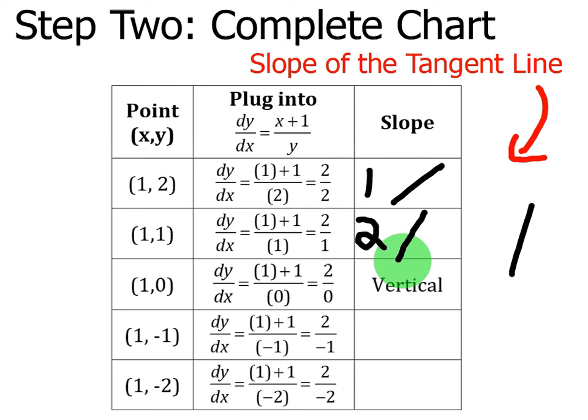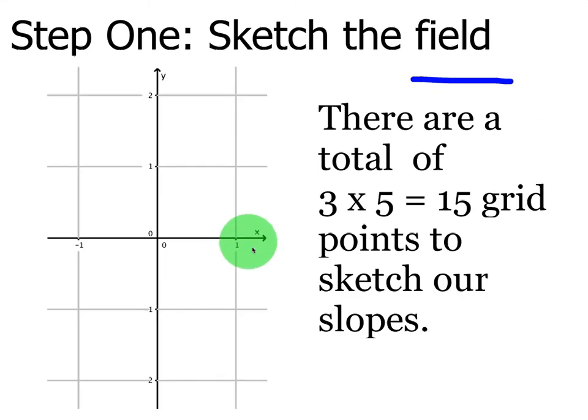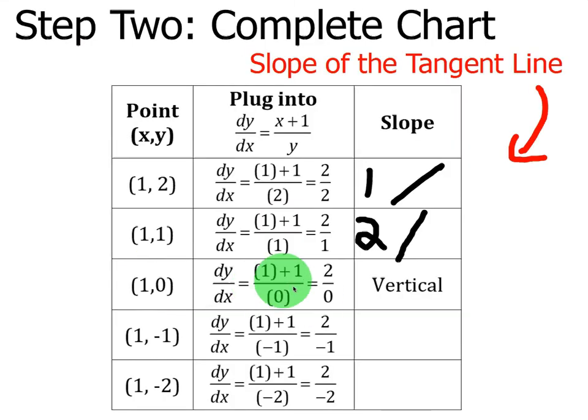It's going to be closer to a vertical line. So keep that in mind as you are sketching your slopes. Now, this brings us to the point (1, 0). At (1, 0), we run into a bit of an obstacle because we get 2 on top and 0 on the bottom, which is a vertical tangent. We've talked about that before. When you get 0 on the bottom and a non-zero on top, you have a vertical. So I'll be drawing a vertical line there at (1, 0).